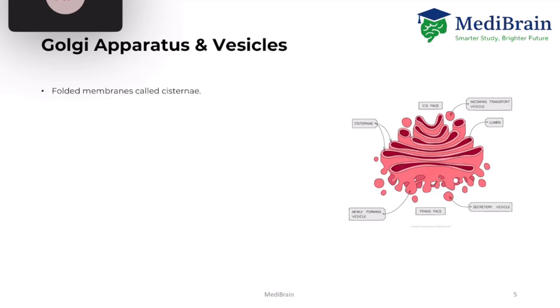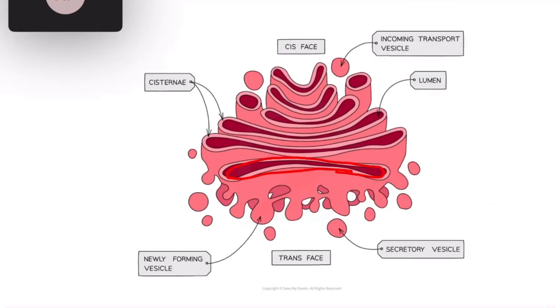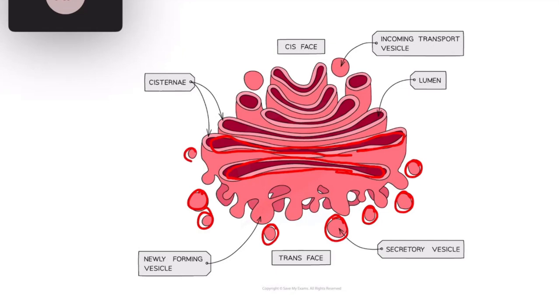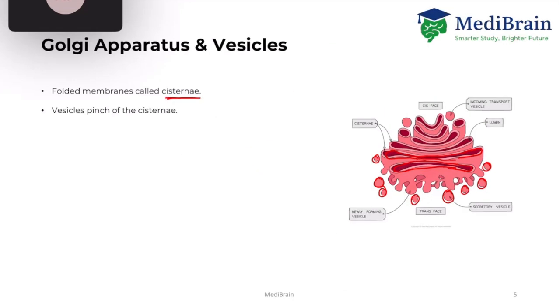Again, the Golgi apparatus: can you see that it has these folded membranes? Anything that has folded membranes is known to have cisternae. This is the Golgi, and we've seen these folded membranes. Now, outside these folded membranes, we have these circles coming off here. You're probably wondering what these circles are. Well, these circles are what you call vesicles, and they pinch off the cisternae. So right outside the cisternae, you've got these vesicles.